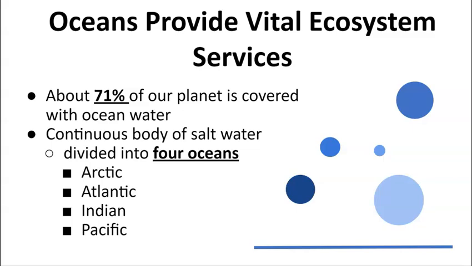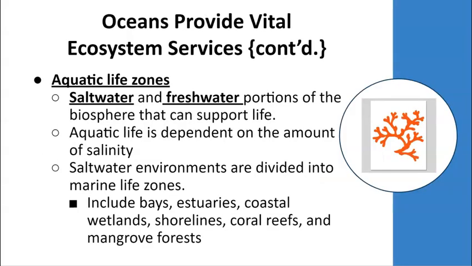Now, the ocean is really one continuous body of saltwater, but we can divide it up into 4 oceans: the Arctic, the Atlantic, the Indian, and the Pacific. So now we're talking about aquatic life zones, and an aquatic life zone is just an area of water that can support life. Aquatic life zones can be saltwater or freshwater.